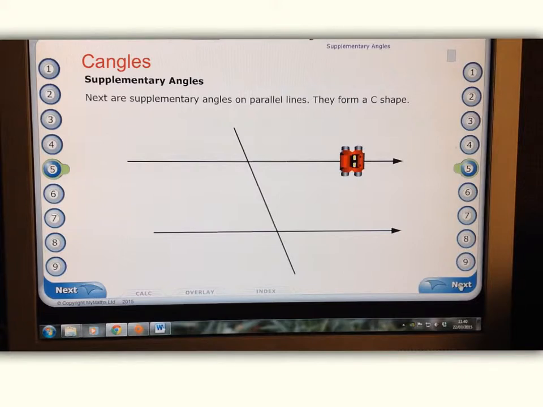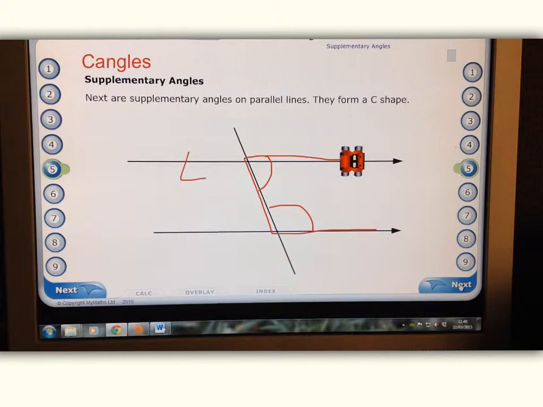Next are what are known as supplementary angles. These form a C shape, so you can remember them as cangles. The C shape is like this. And the angles are inside. What's the link between these two marked angles? One of the angles is acute, the other obtuse. The pair of angles will always add up to 180, so they supplement each other.